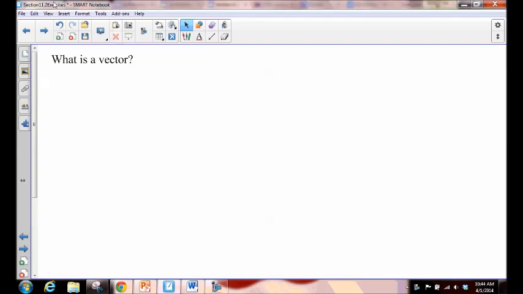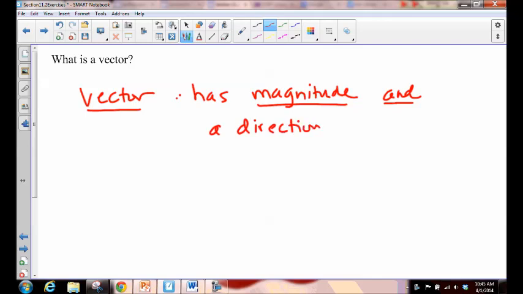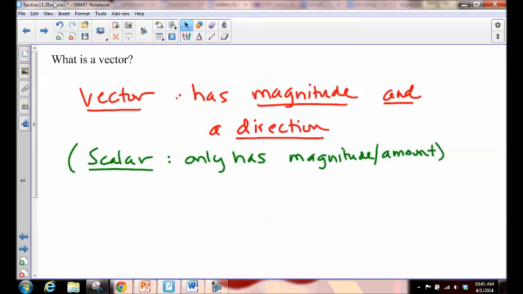Let's talk about what a vector really is. A vector is a quantity that has a magnitude, or an amount, or a length, and a direction. Now, the opposite or the counterpart to a vector is a scalar, and a scalar only has the magnitude or the amount. We don't care what direction a scalar is going to be in.